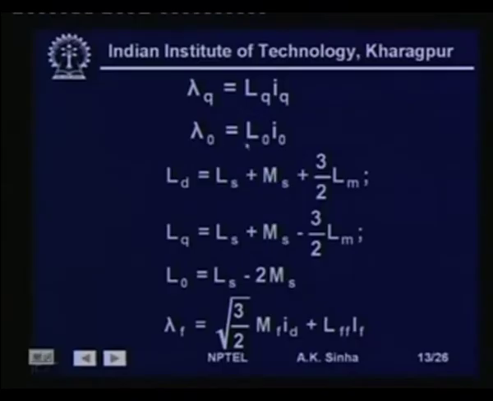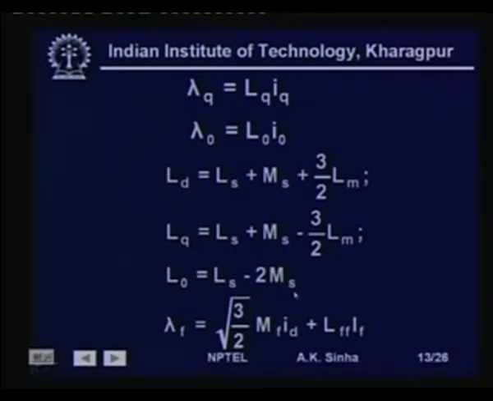So, lambda 0 is equal to L 0 into I 0. Now, if we do all this multiplication and find out the values of L D, L Q, L 0, then we will find L D is equal to L S plus M S plus 3 by 2 L M, L Q is equal to L S plus M S minus 3 by 2 L M, and L 0 is equal to L S minus 2 M S.